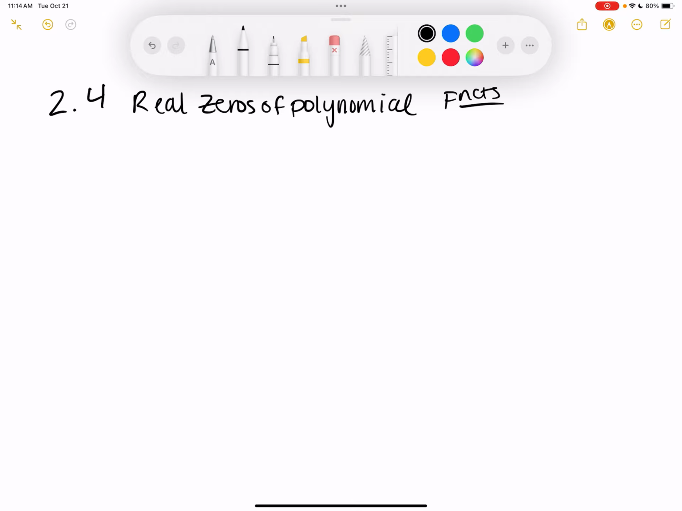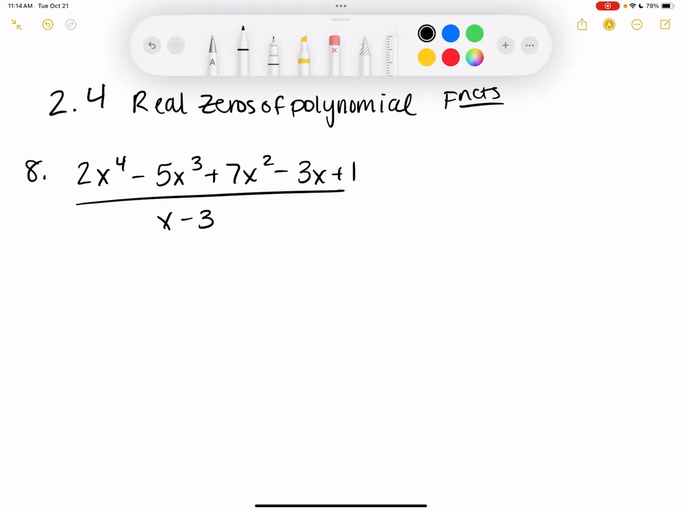All right, so the first thing is that we are going to be dividing using synthetic division. So number 8, we have 2x to the 4th minus 5x cubed plus 7x squared minus 3x plus 1, all divided by x minus 3. So obviously we did stuff with this last year, so hopefully a lot of it is review.